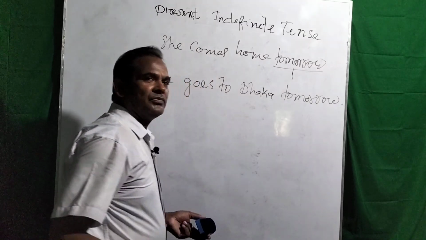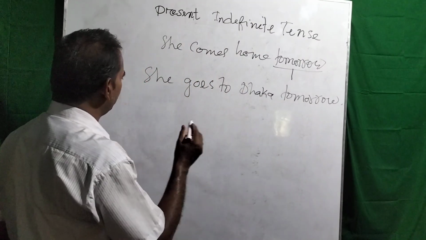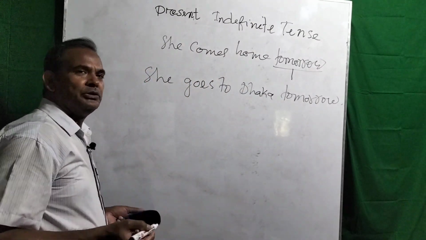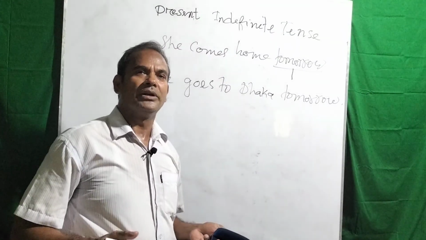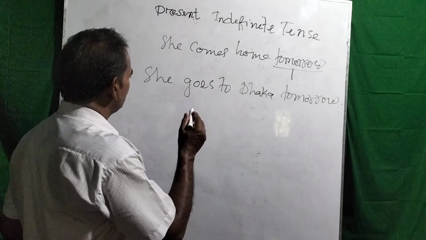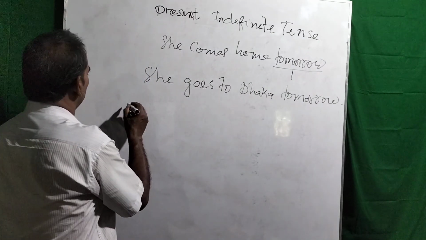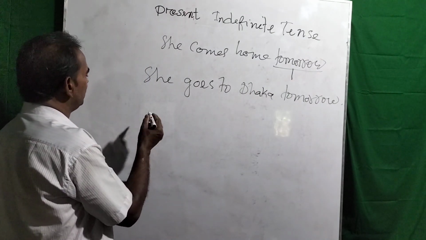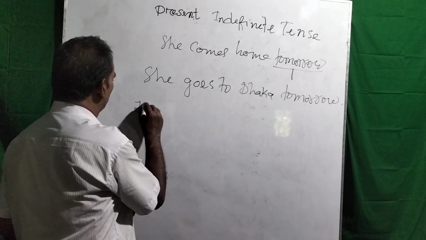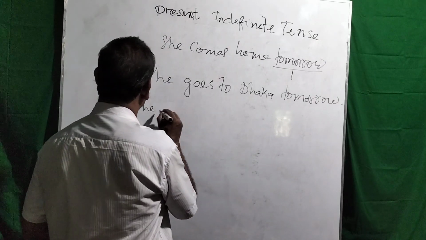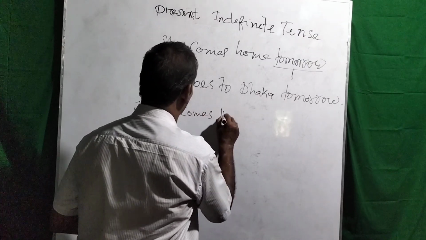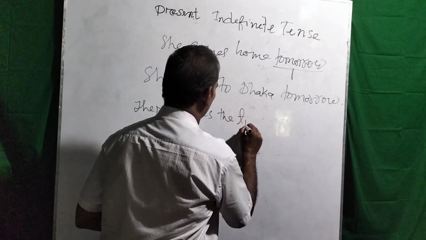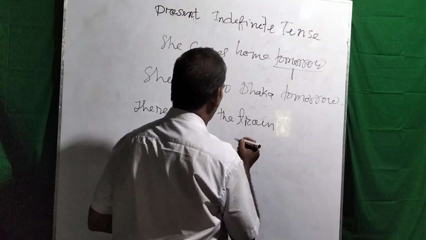Okay, dear viewers, I would like to cite another example. If we want to use present indefinite tense with the preparatory there or here, the sentences will be like this. If we use there in the sentence: There comes the train.